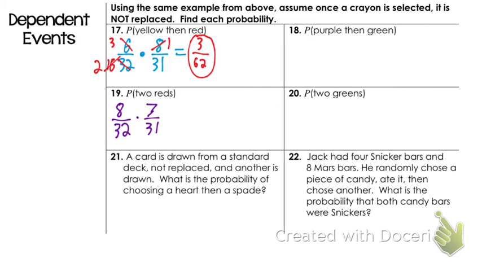So, let's reduce here. 8 and 32. What goes into 8 and 32? 8. And 8 goes into 8 once, and it goes into 32 4 times. Can 7 and 31 reduce? No. And 1 and 31 can't. 4 and 7 can't. So, what's 1 times 7? 7. 4 times 31? 124. So probability of getting 2 reds in a row is 7 over 124.